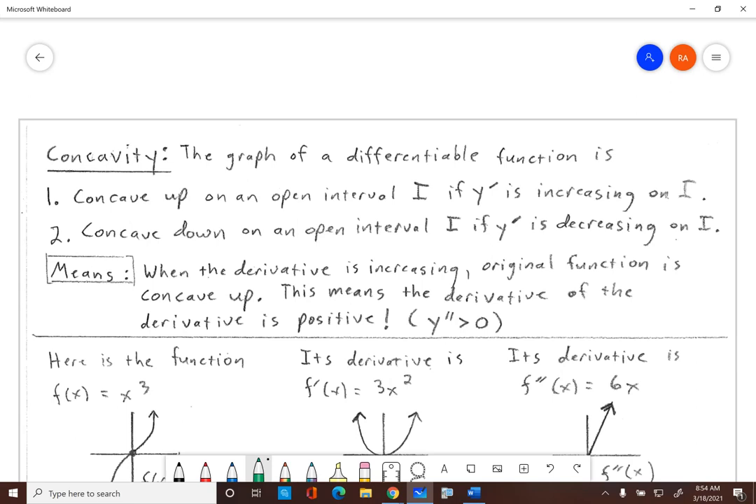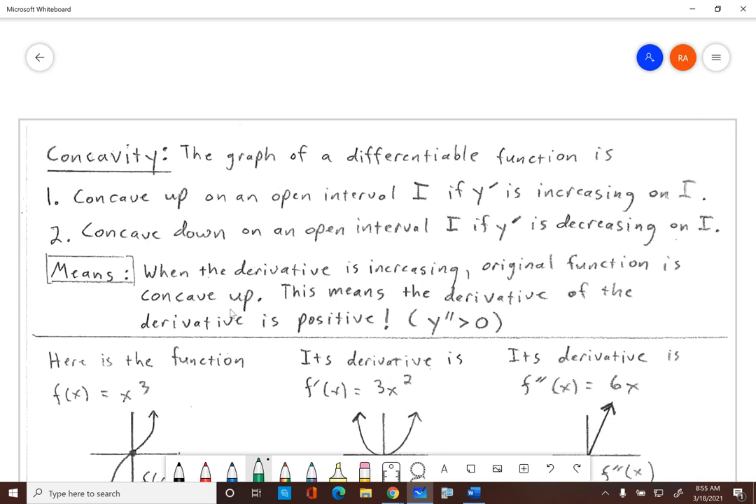So here's the definition right out of the book. It says a graph, the original graph y, is concave up on some interval if the derivative is increasing. What does it mean when the derivative is increasing? If y prime is increasing, that means y double prime is going to be positive. So if the second derivative is positive, the original function will be concave up. And it's the flip of that for concave down. The original graph is concave down when the derivative is decreasing. Well, if the derivative is decreasing, then its derivative, the second derivative, will be negative. When the second derivative is negative, the original function is concave down.